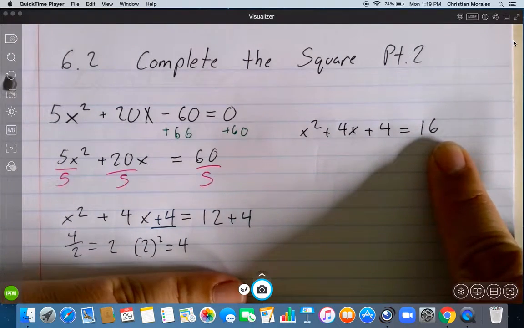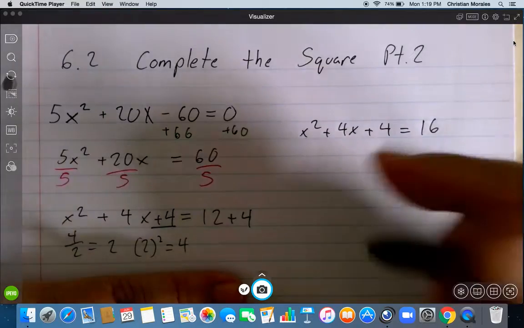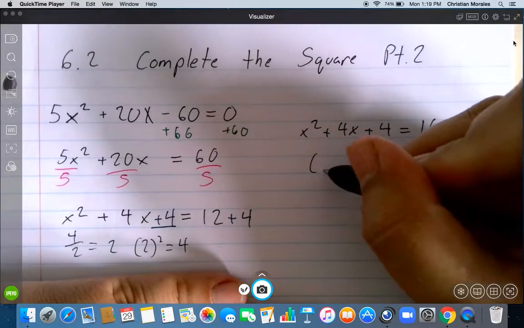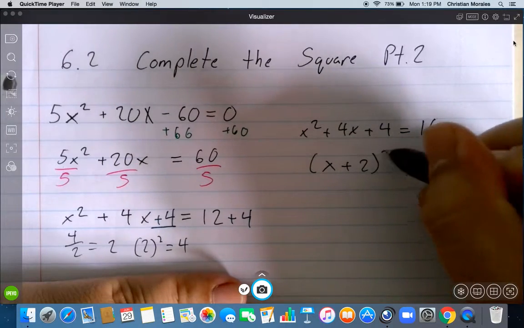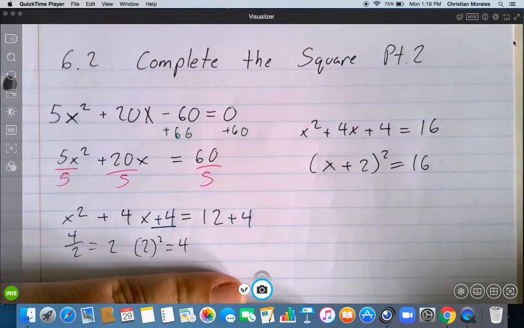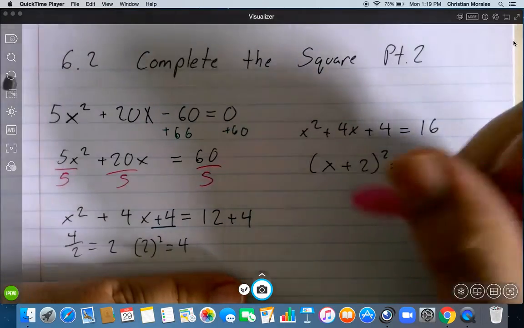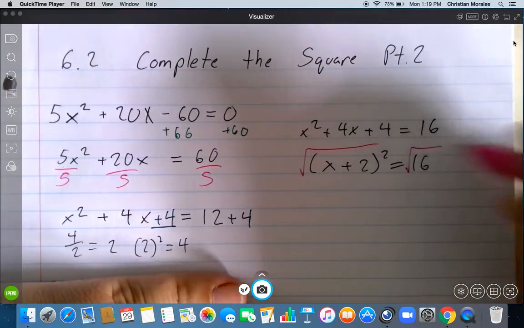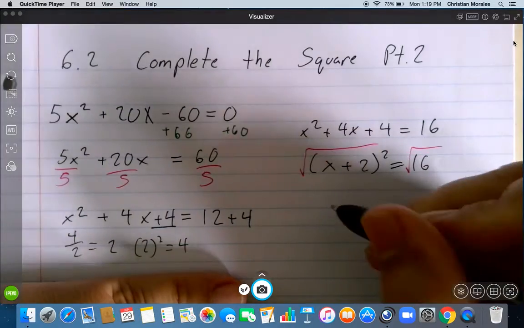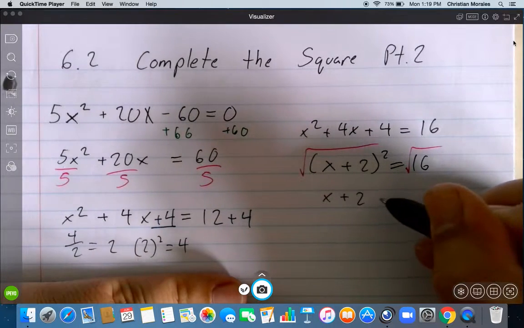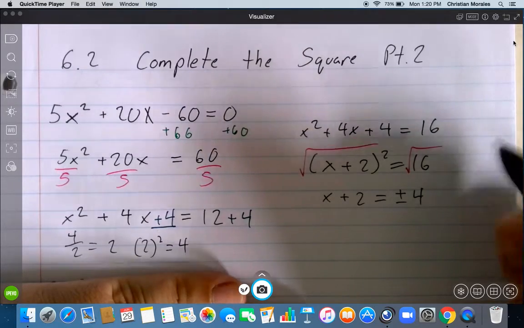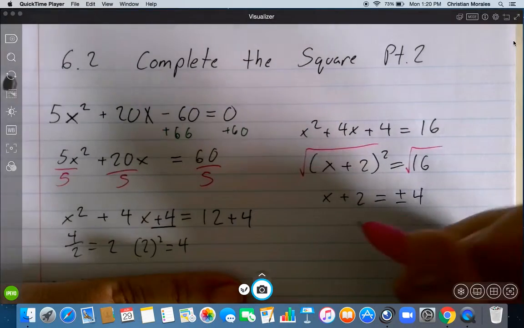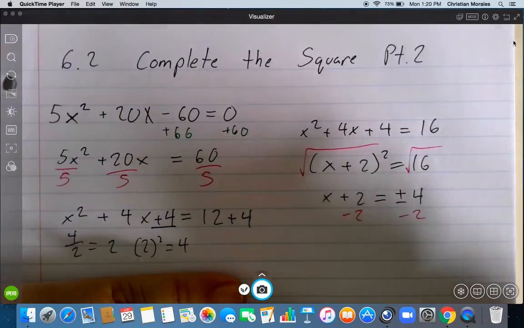All right. This can be written now as a perfect square, so we're going to write it in factored form. What was the number we used? 2. So x plus 2 squared equals 16. We're going to solve. We're going to do inverse operations and take the square root of both sides. We get x plus 2 equals the square root of 16, plus or minus 4. Okay, we've got to get rid of that 2. Inverse operations, subtract 2 from both sides.